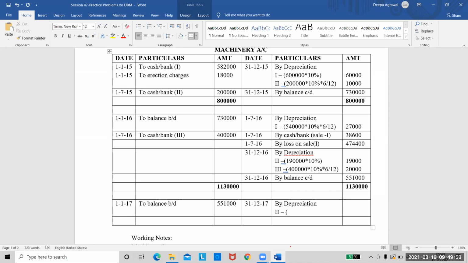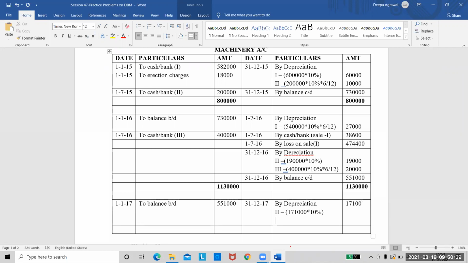So now tell me on the second machinery, on what amount should I calculate depreciation? Either you do the working notes or you should tell me orally. See, if second machinery purchase price was 2 lakh, first depreciation was 10,000. So balance is 1,90,000. Again on 1,90,000 depreciation is 19,000. So deduct that, 1,90,000 minus 19,000, it is 1,71,000 into 10% for the entire year, right? So we will get 17,100.